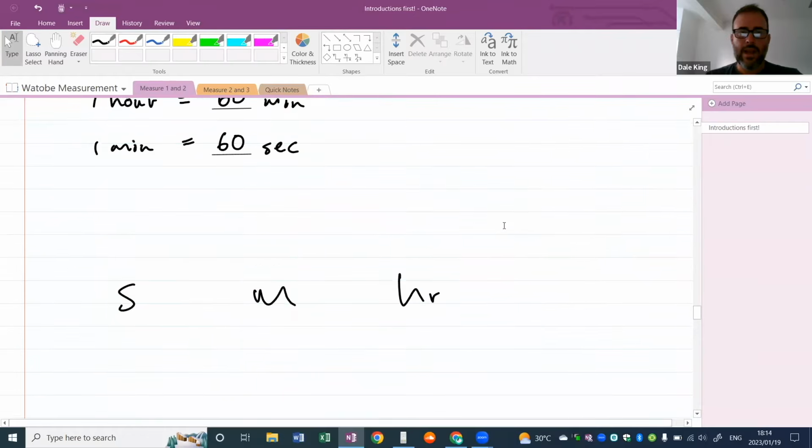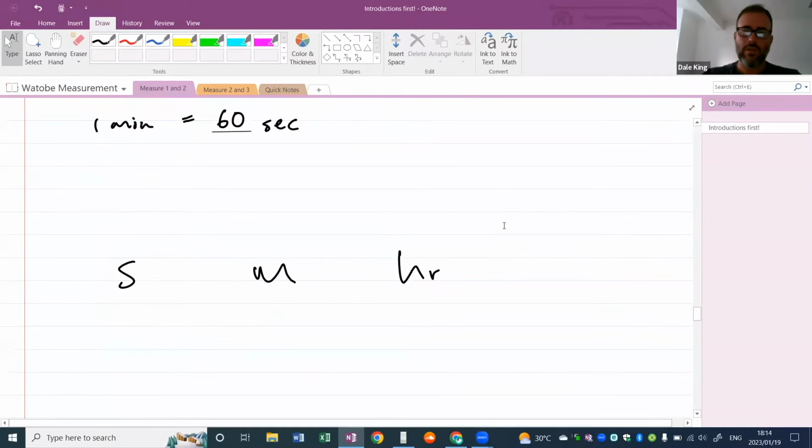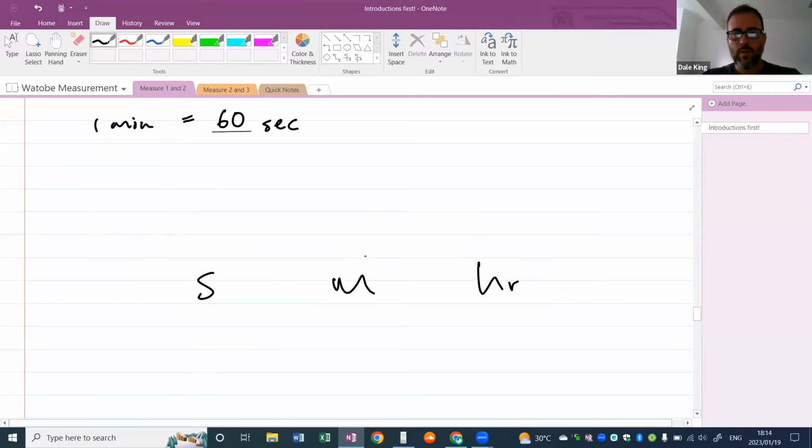Now let's talk about conversions. We did something similar when we talked about measurements, because we need to know how this system works. There's no imperial to metric for time. We need to know how to work within this. So what I'm going to ask is, if I go from minutes to seconds, what calculation do I need to do?